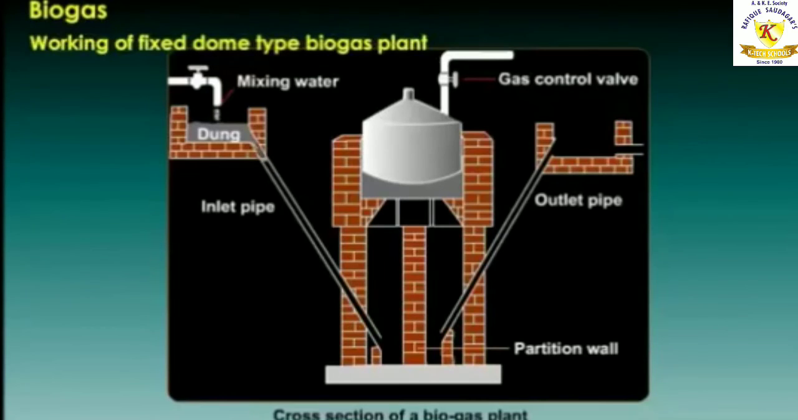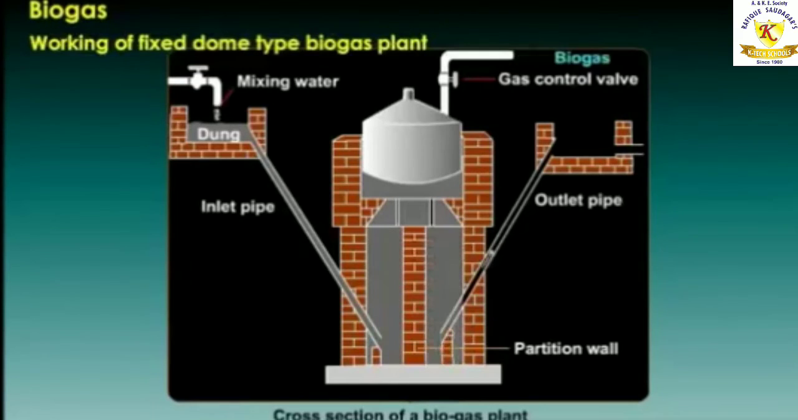Let's see the working of a fixed dome type biogas plant. Cow dung is mixed with water and poured into the inlet pipe of the plant, which comes to the bottom of the tank, producing biogas, which goes up to the tank and passes through the gas control valve. Waste products precipitate at the bottom and pass out through the outlet pipe.